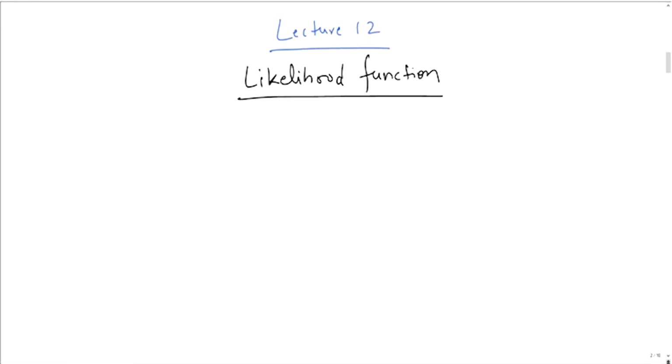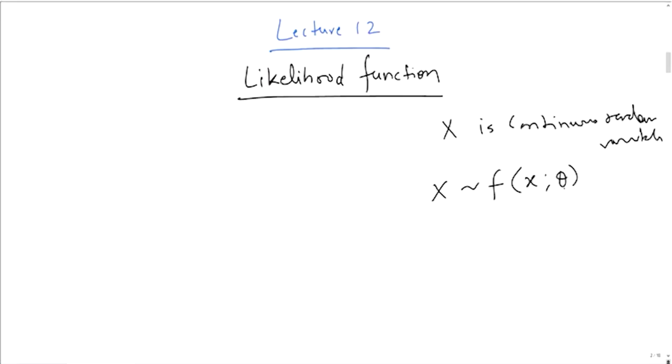So you already know about the probability density function. So let's say you have a continuous random variable x. So x is a continuous random variable, and the underlying probability density function for this random variable x is f of x theta. So, this is the underlying probability density function.